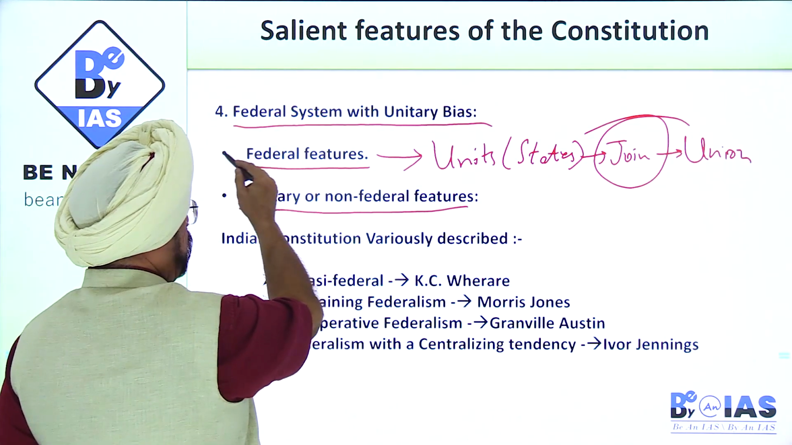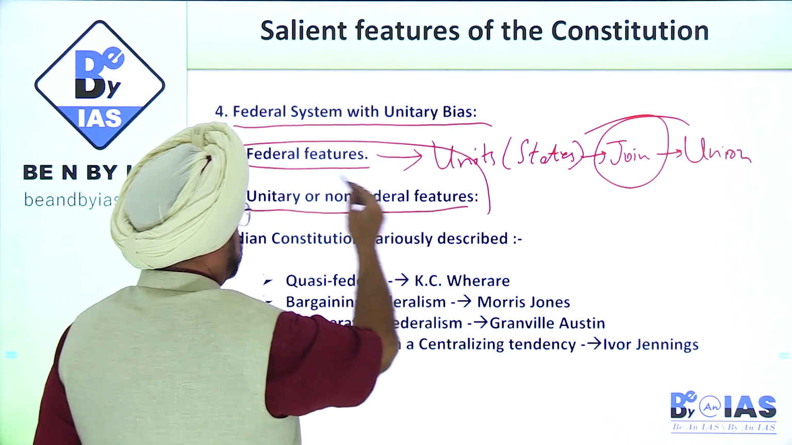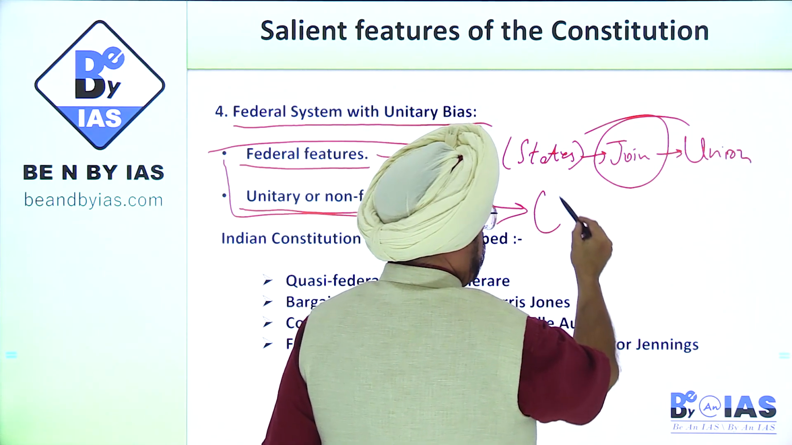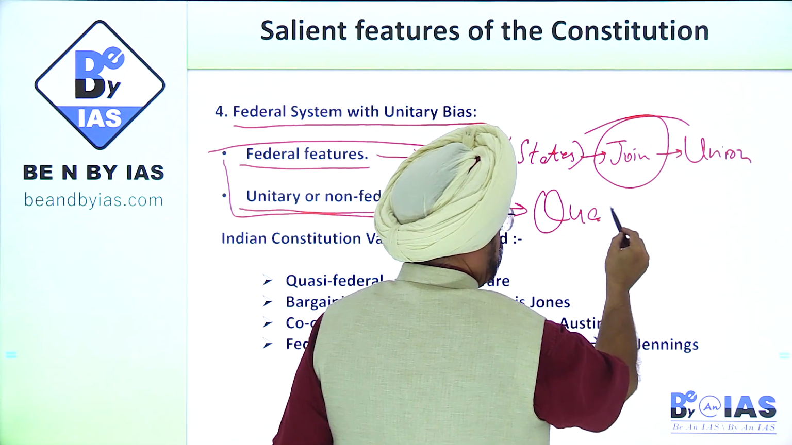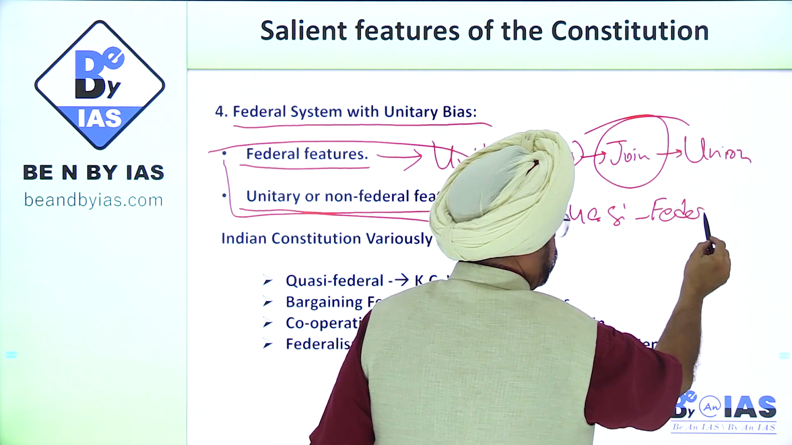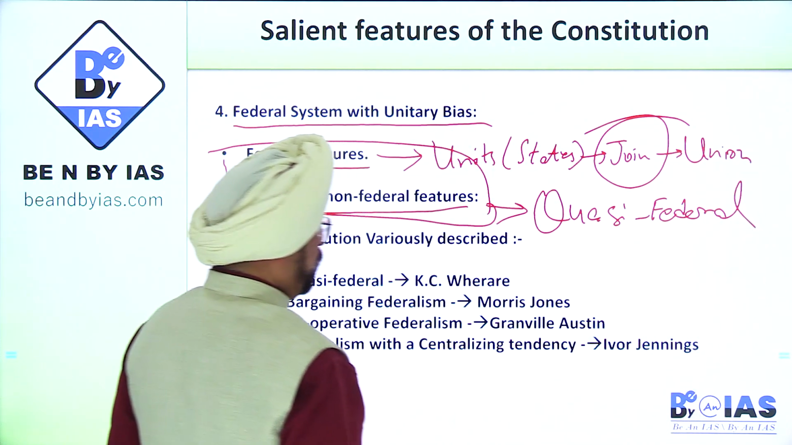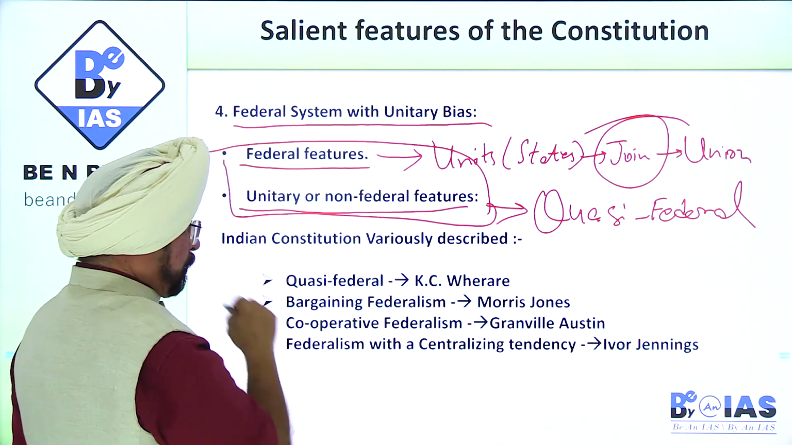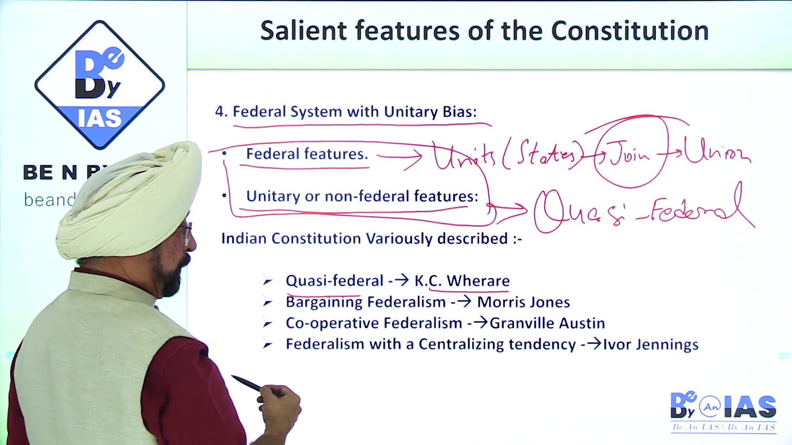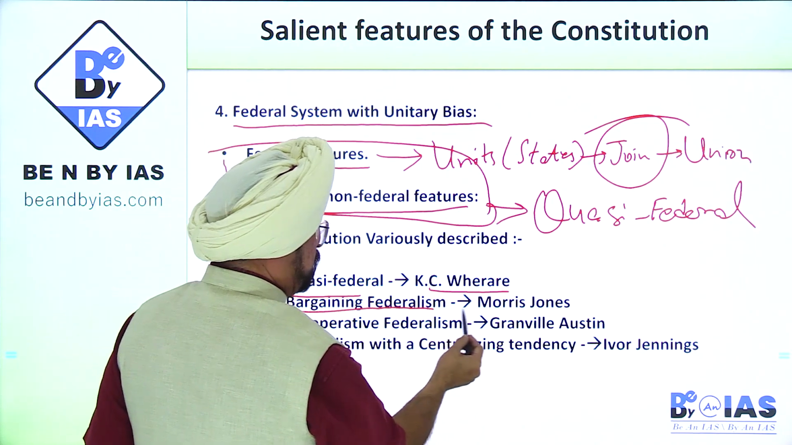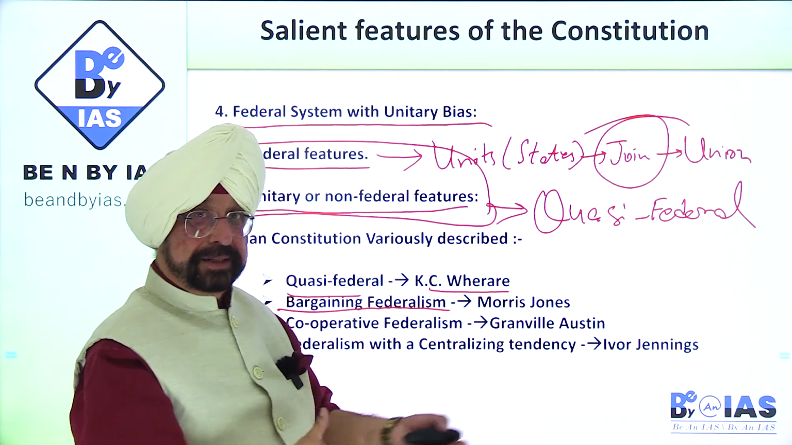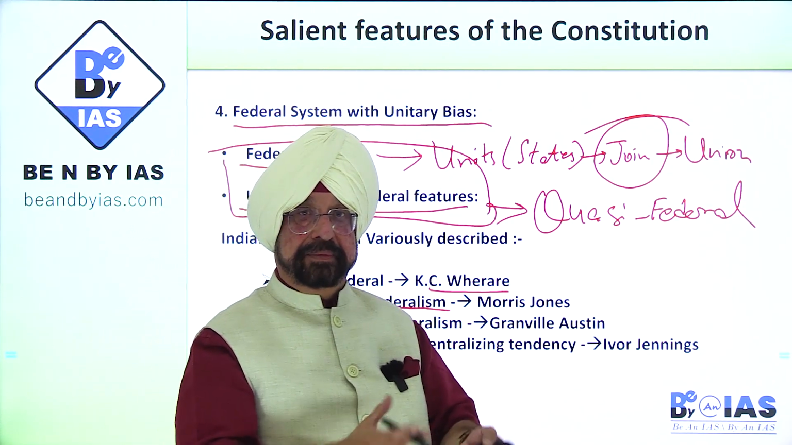But ours is what? Ours has both. That is why some people call it a quasi-federal structure. Right? Because it has got both. This is what Wheare has said, quasi-federal. It is a bargaining federalism. Bargaining means between the two units, the center and the state, bargaining for having more powers.